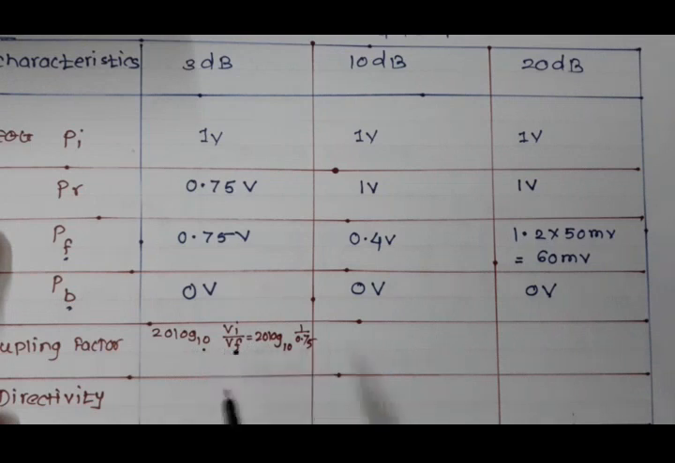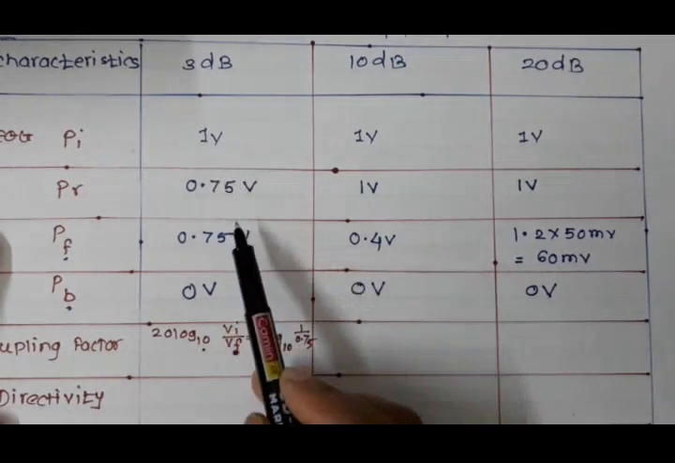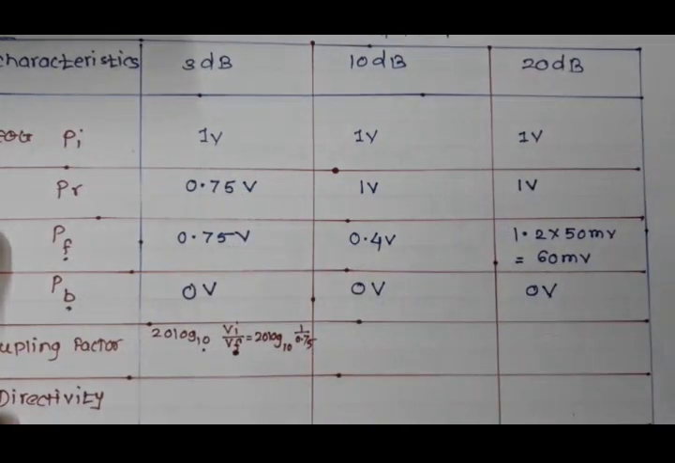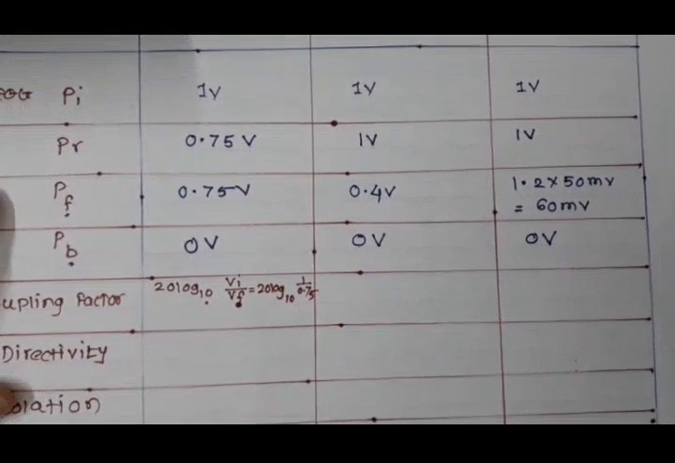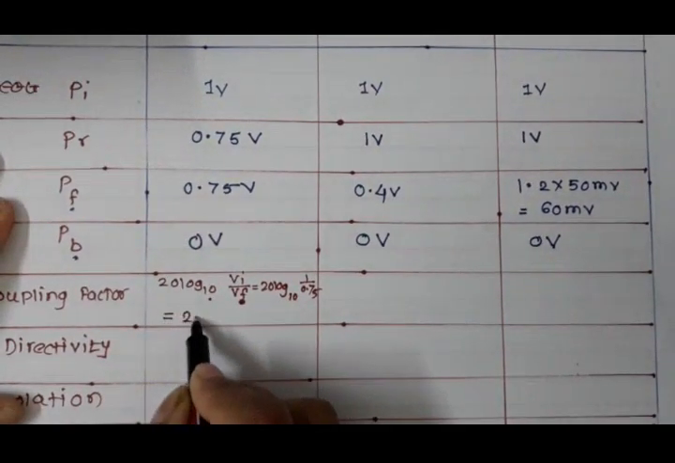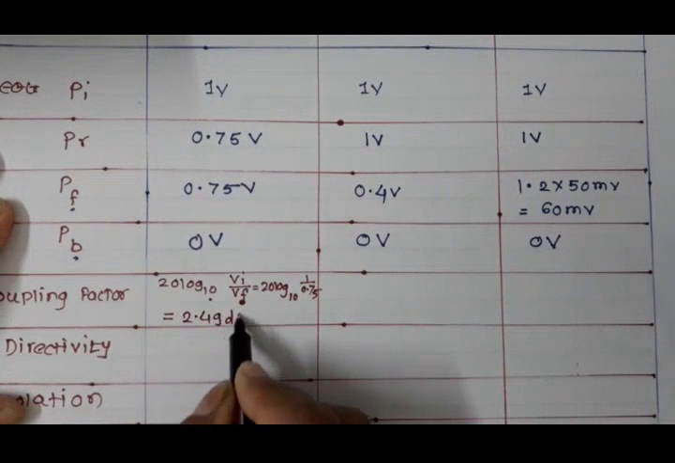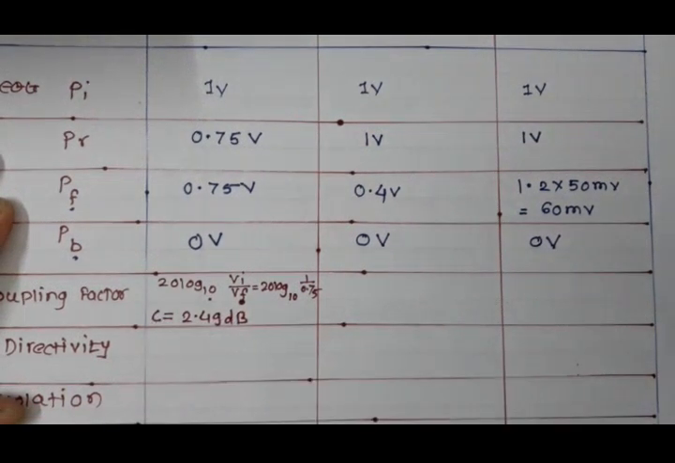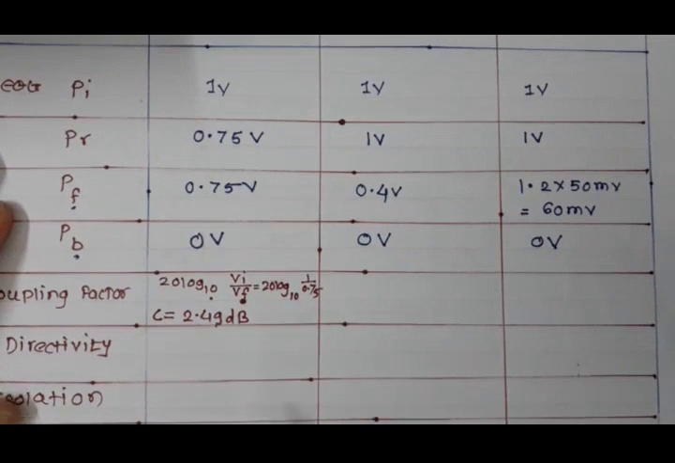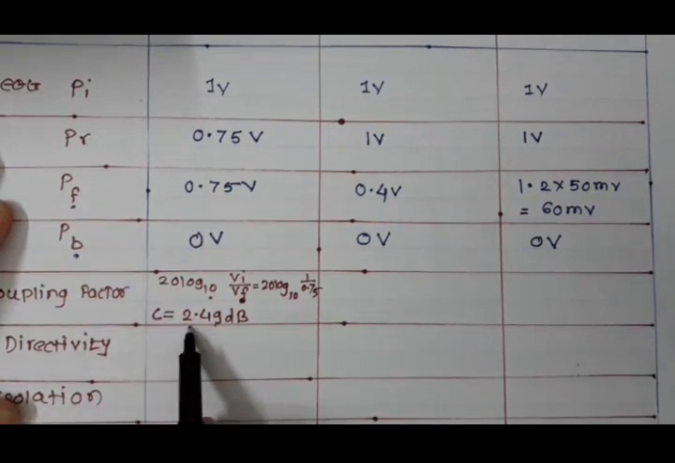So the ratio of input voltage divided by forward voltage, that is 0.75, will be nothing but the coupling factor. If you calculate it for the 3 dB coupler, your coupling factor is 2.49 dB. For a 3 dB coupler, your coupling factor must be 3 dB, but it is very close to 3 dB. So our practical and theoretical values will differ by some amount. Your calculated value is 2.49 dB and your ideal value is 3 dB.